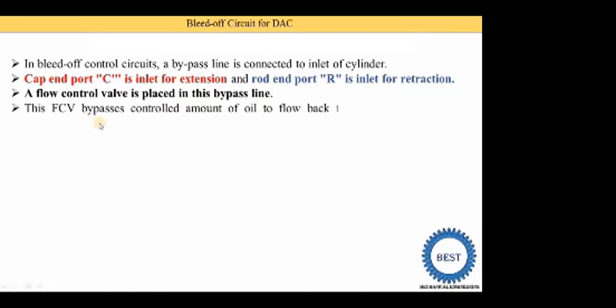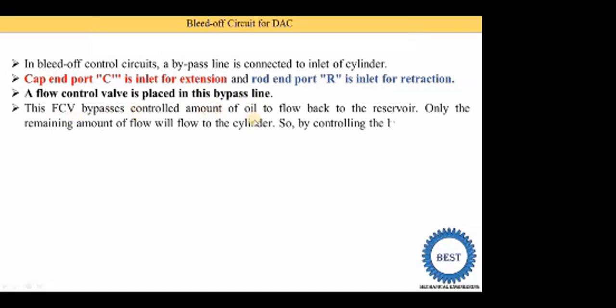This FCV means flow control valve, bypasses a controlled amount of oil, okay. Means this flow control valve bypasses a controlled amount of oil flow back to the reservoir, means it supplies the bypassed amount of oil again to the main reservoir, and only the remaining amount of oil will flow to the cylinder, and so by controlling the bypass flow rate, we control the flow rate going to the cylinder. Now we understand in detail during both the strokes.